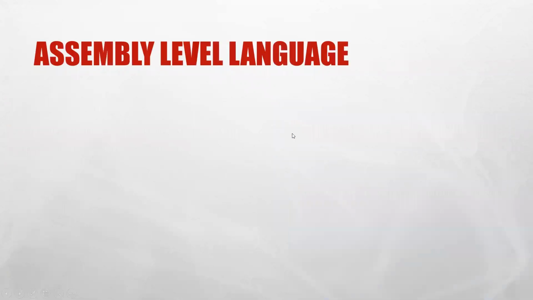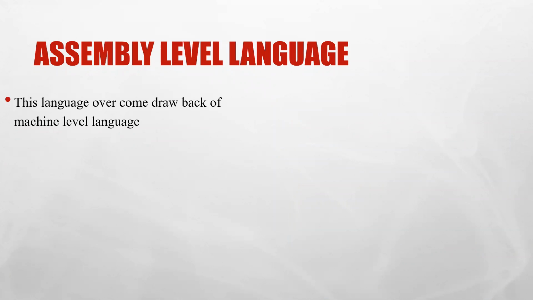So next is assembly level language. Why is assembly level language used? Mainly, assembly level language is used to overcome the drawback of machine level language. What is the drawback of machine level language? Each and every code is not concentrated, or we can say each and every program is not being set. Like, I cannot keep all those codes in mind.